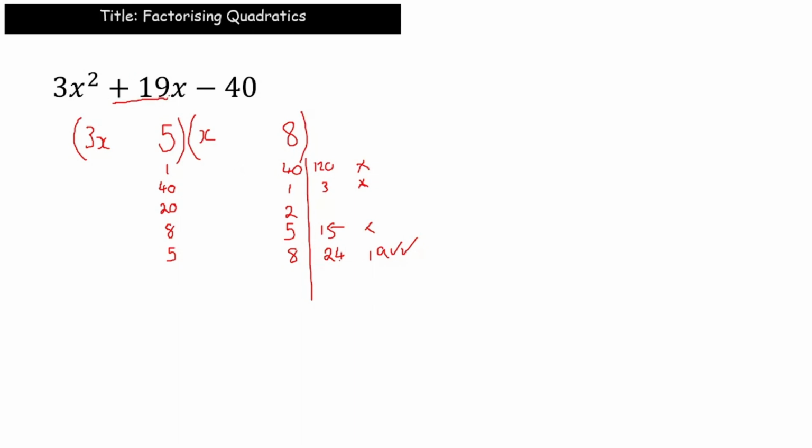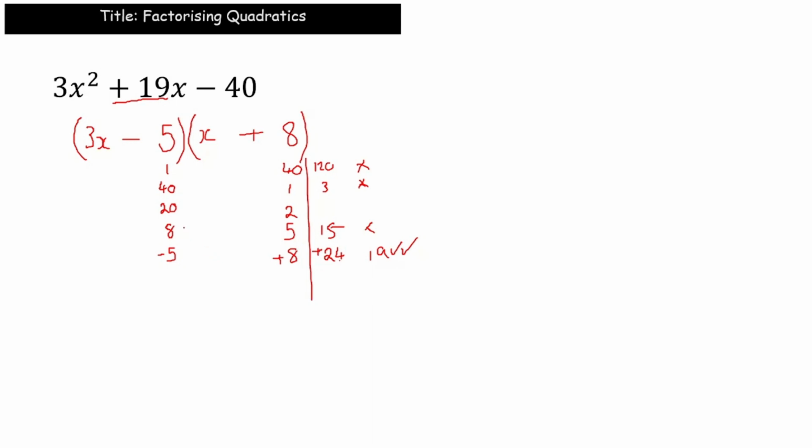It needs to be positive 19, which means this 24 needs to be positive because it's the bigger of the two, which means the 8 is positive and the 5 is negative. That's because you need 24 minus 5 to get positive 19.